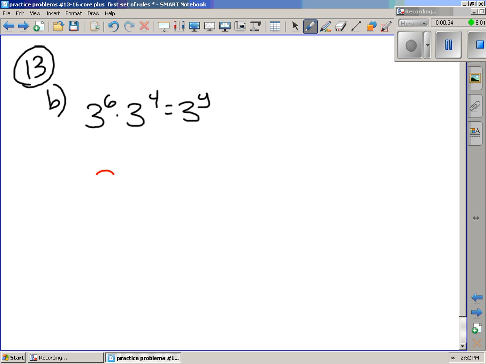13b, again, the bases are the same. They both have a base of 3, so you add the exponents. When the bases are the same, you add the exponents. So this is 3 to the power of 10, so y is equal to 10.